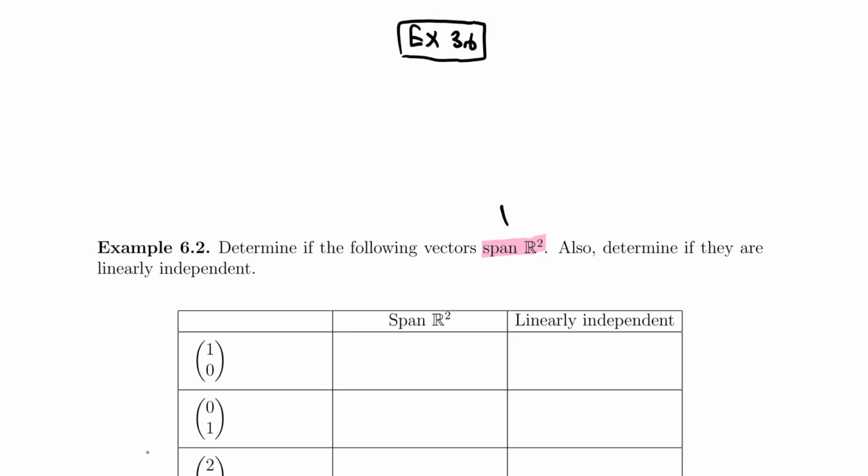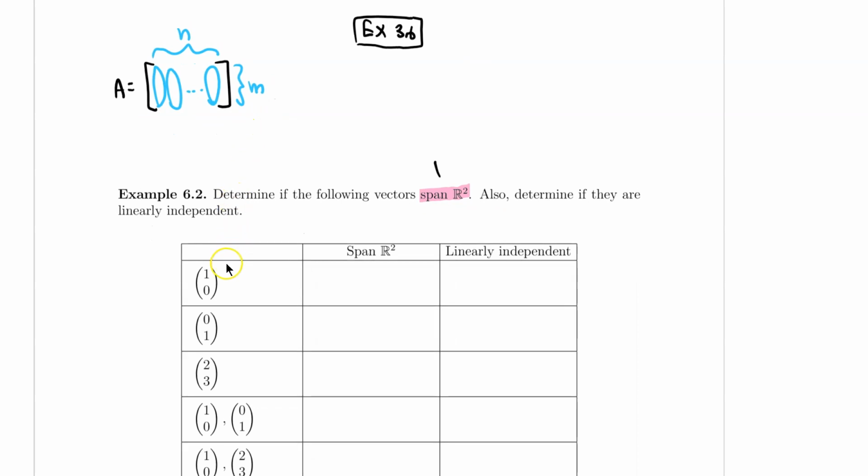To check whether or not a list of vectors would span R^m, all I have to do is put them into matrix form. So my matrix A is just a bunch of vectors put together. This is going to be an m by n matrix, where n is the number of vectors that I have, and m is the number of coordinates. In this example, because my vectors are all in R squared, they have 2 coordinates, so the value of m is going to be 2.